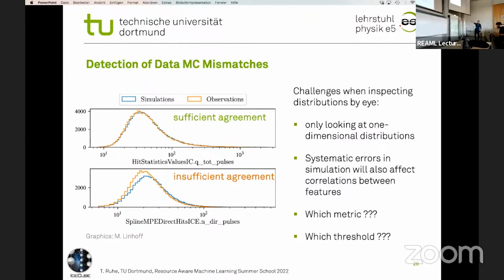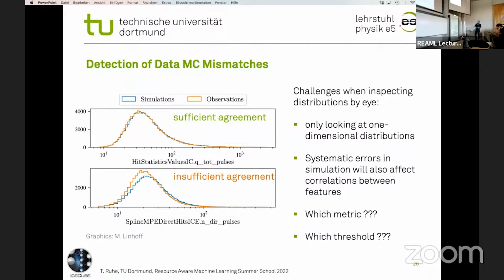And there are two examples here. We can probably agree that this has a sufficient agreement. And here we can probably agree that this has an insufficient agreement. Blue is simulation and orange would be the observations. But there are a lot of cases where it's somewhere in between. Maybe this is statistics, maybe not. So first of all, we're only looking at one-dimensional distributions, so anything that has to do with correlations gets ignored.